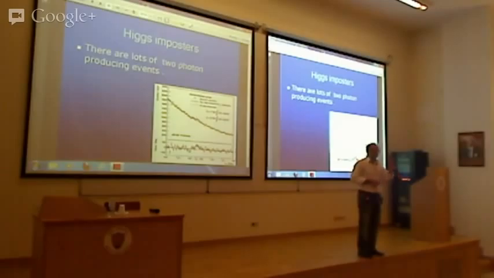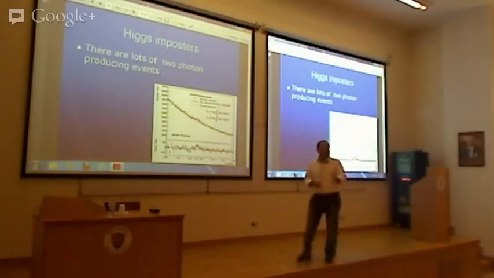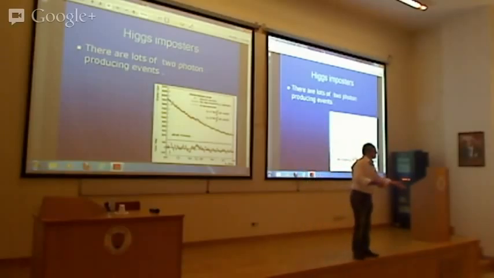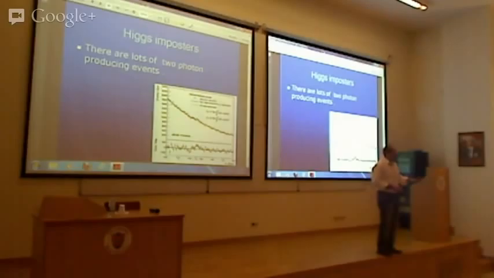Now if you take lots of data, then you have a chance to say that some of these collisions, like 20 of them, came from the Higgs particle. The important thing is that out of that 10 to the 14 collisions, you never know which one produced Higgs. Okay? That's important.